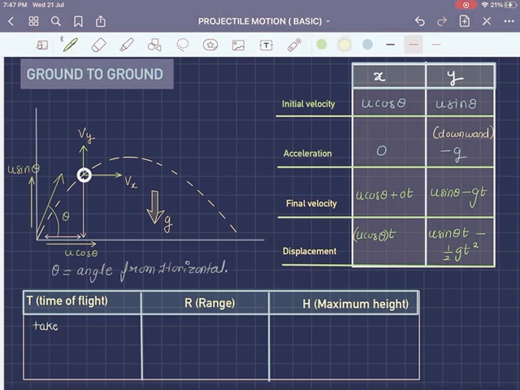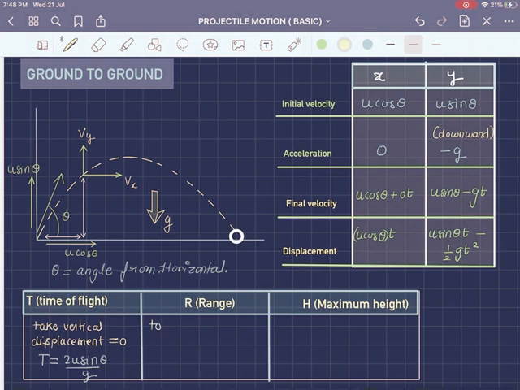Starting with the time of flight, in order to get this, take the total vertical displacement in the entire projectile motion as 0, because it starts from the ground and ends up at the ground. So the total vertical displacement will be 0. T is equal to 2u sin theta by g, we will get.